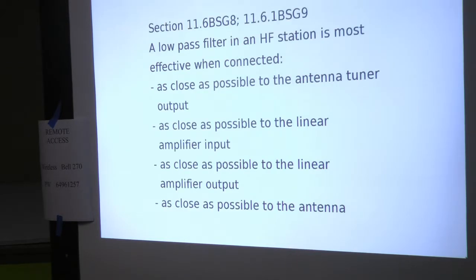A low-pass filter in an HF station is most effective when connected to... Oh, geez, this one has different answers. Okay. We all know the answer is now number 3. Oh, I think it's 3. Sorry, I saw the same question and was like, did we just duplicate it? No. No.